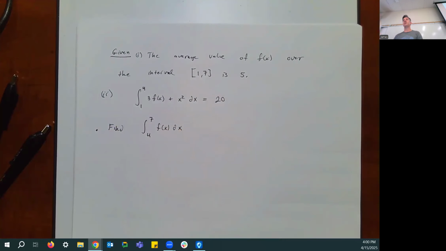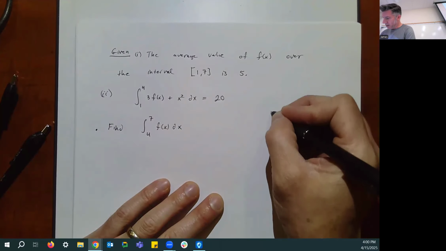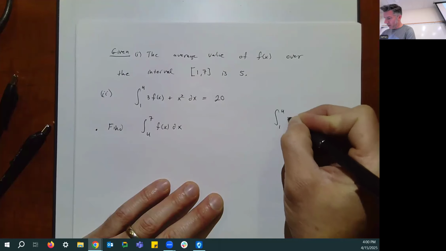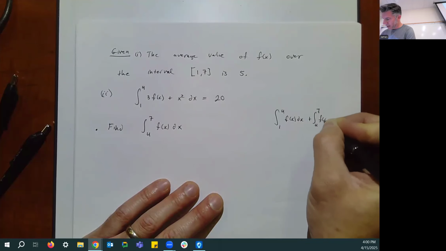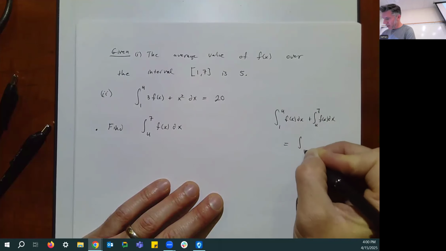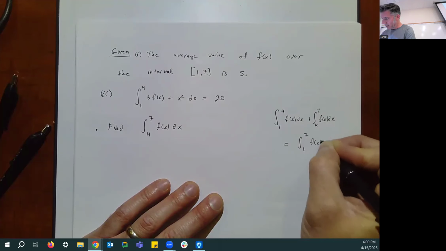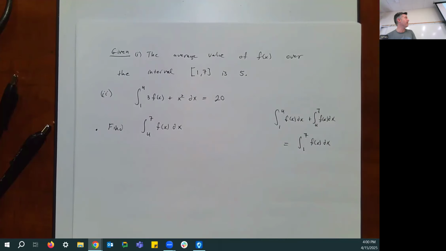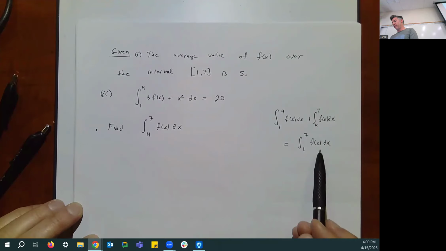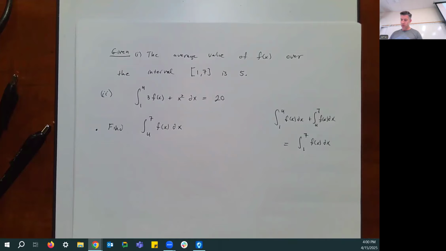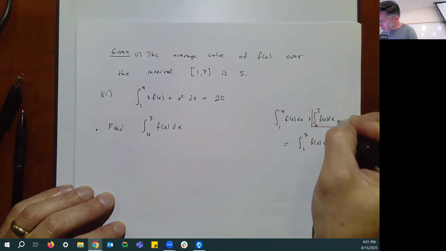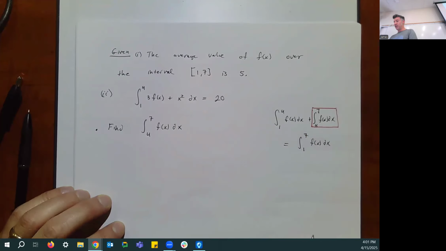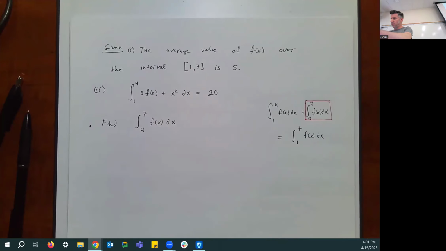The idea here is we're going to be using two pieces of information, really. We're going to be using the fact that the integral from 1 to 4 of f of x dx plus the integral from 4 to 7 of f of x dx is equal to the integral from 1 to 7 of f of x dx. We're going to use that, and then we're going to try to fill in all the pieces. We're trying to find this part here, meaning we need the other two pieces to be able to figure it out.